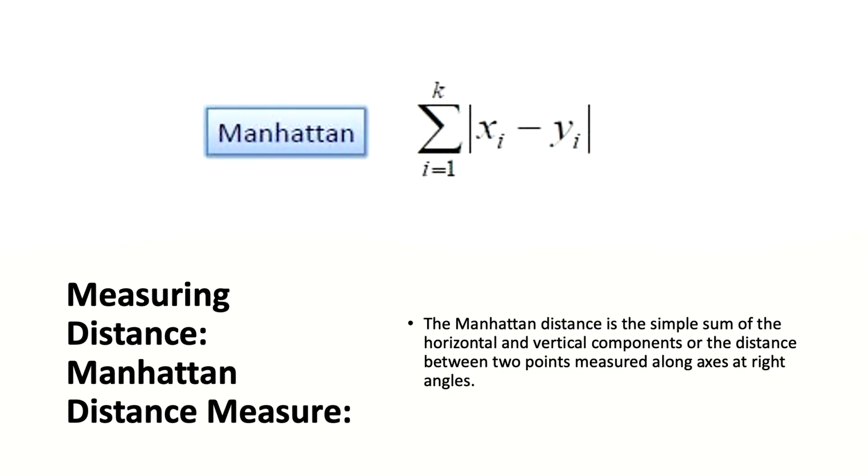There is another case, Manhattan distance. This is just the sum of the horizontal or vertical components of the distance between 2 points, measured along axes at right angles. So this is another version of distance that can be used instead of Euclidean distance.